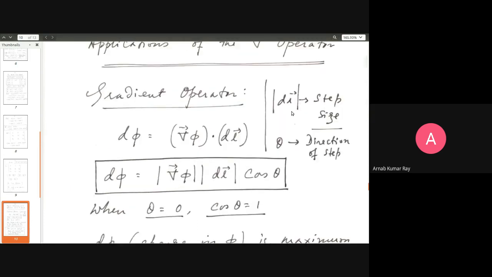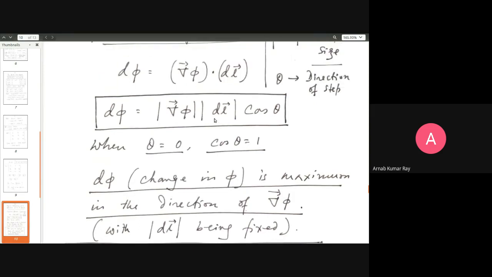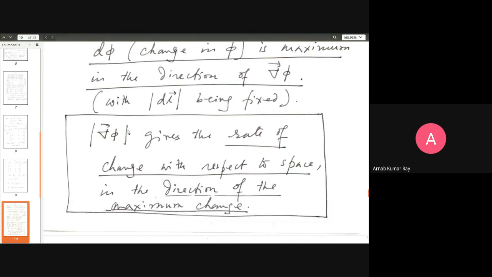Dl, as I said, is a step size. So you say, I'm fixing the length of the stride that I'm taking to 1 meter. I'm more interested in the direction. So basically, what it now turns out to be is that if you're going along the gradient of phi, this is the vector. If you're going along the del of phi direction, then you'll get the maximum change in phi. So what is del of phi? Del of phi gives the rate of change with respect to space in the direction of the maximum change.